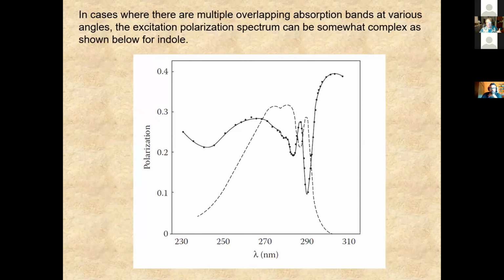For example, this is what we call an excitation polarization spectrum for tryptophan or indole, virtually the same. We see the dotted line as the absorption spectrum, and the solid line with the points are the actual measured polarizations. This is for indole in glycerol at very low temperatures. And we see it's very complex because of multiple overlapping absorption patterns. This measurement was actually done by Bernard Valeur in Gregorio Weber's laboratory many years ago.